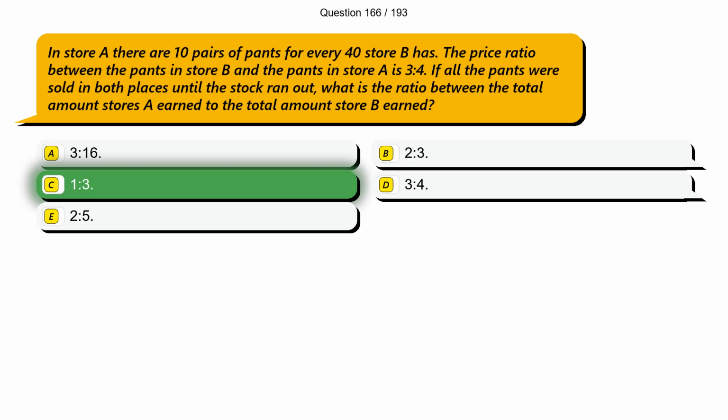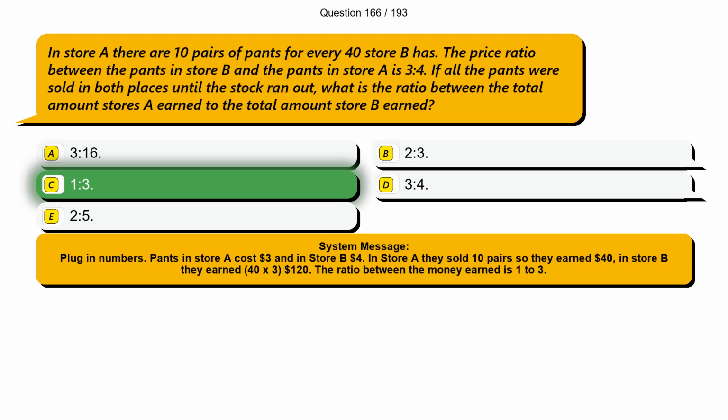The correct answer is option C, 1:3. Plug in numbers. Pants in store A cost $3 and in store B $4. In store A they sold 10 pairs so they earned $40, in store B they earned 40 x 3, $120. The ratio between the money earned is 1 to 3.